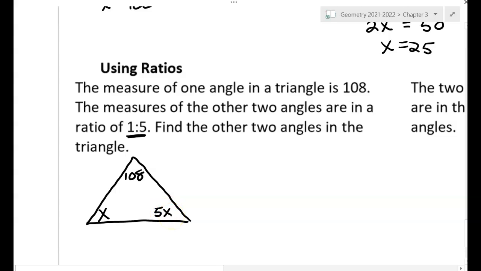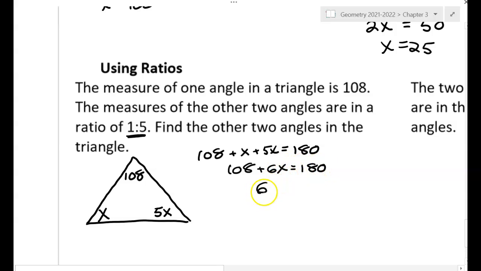So use those ratios as coefficients. We have an invisible 1 in front of x and then a 5 for 5x. Now, add your angles together. So 108 plus x plus 5x equals 180. Triangle Sum Theorem. 108 plus 6x equals 180. 6x is 72, x equals 12. So right here, this angle is 12 degrees, and 5 times 12 is 60 degrees.